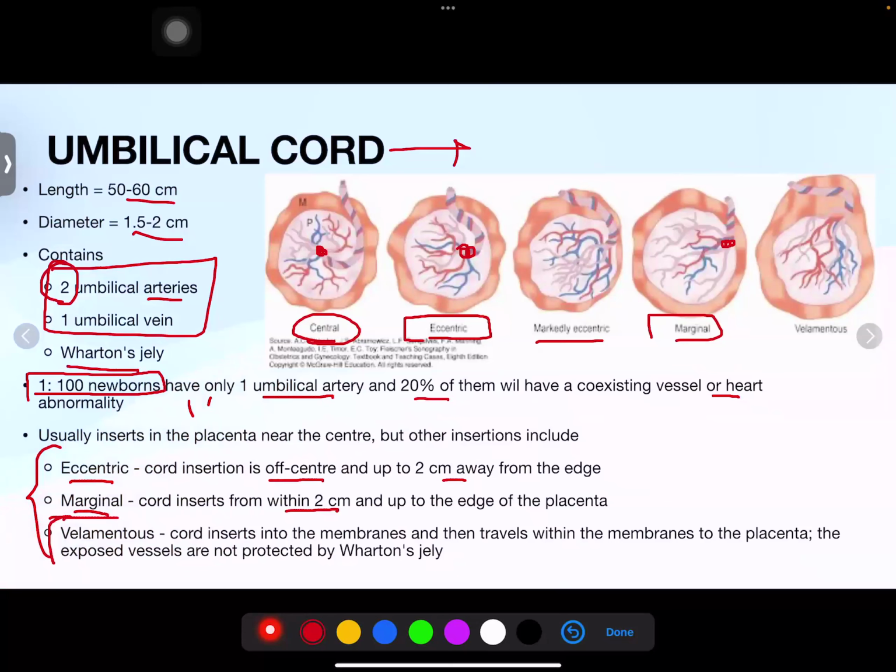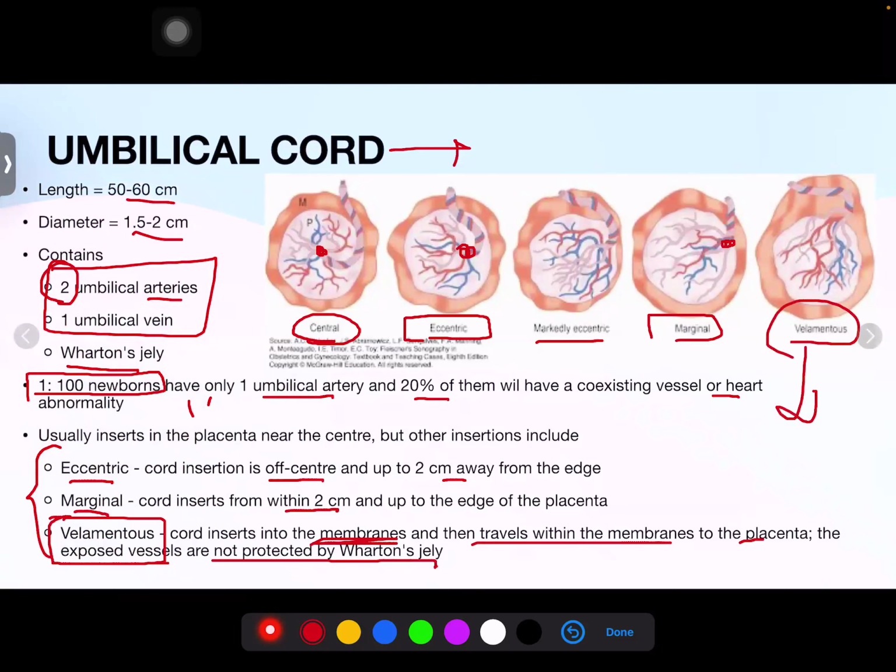And filamentous, it is very important. Filamentous means the cord inserts into the membranes and then travels within the membranes to the placenta. So the exposed vessels are not protected by Wharton's jelly. So the filamentous cord insertion can be a risk factor in vasa previa, where the cord is inserted into the membranes. So in vasa previa, this type of cord insertion happens.